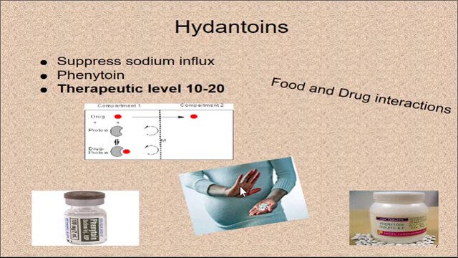Decreases effect of oral contraceptives. So somebody that is not wanting to get pregnant may need to use a different contraceptive method. Decreases antihistamines, the effects of dopamine and theophylline. Theophylline we covered in the respiratory. And the ginkgo goes both ways. The phenytoin decreases effects of the ginkgo, and the ginkgo also decreases the effects of the phenytoin or hydantoins.